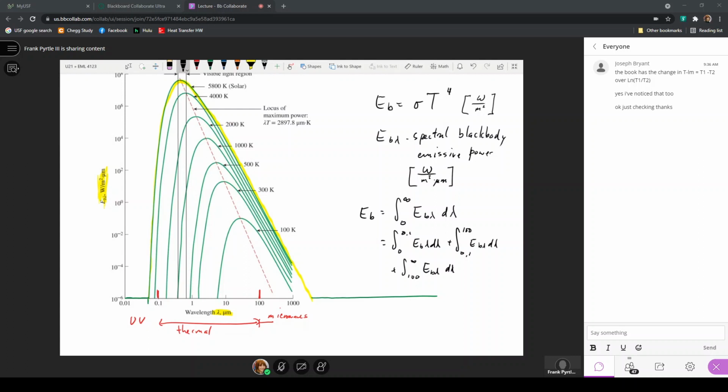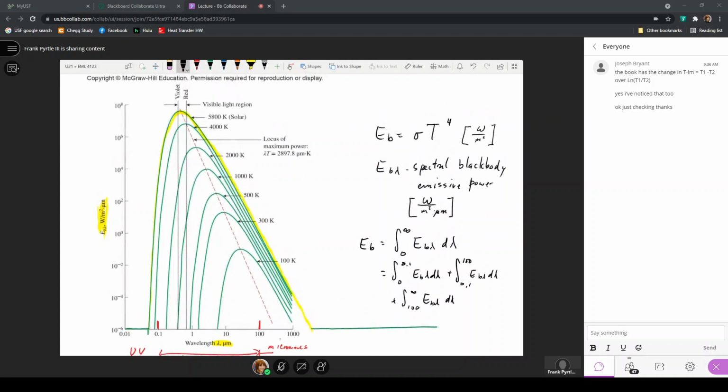This expression of this green line is just to show that a black body emits radiation in all of the thermal radiation range, but it can also emit in the microwave. But microwave emission is not a part of the thermal radiation emission.